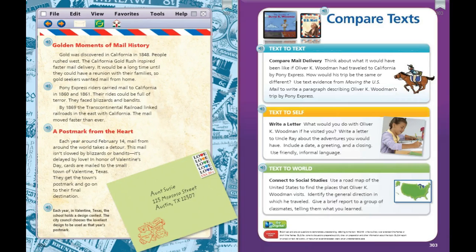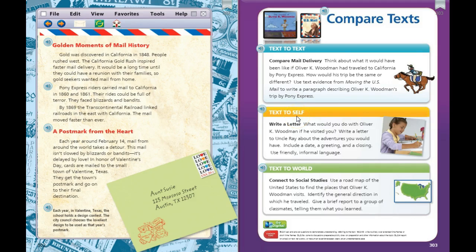Now that you've read this, we're going to look at page 303, and I want you to choose one of these connections to complete. We have text to text, text to self, and text to world. Text to text, you're going to think about what it would have been like if Oliver traveled to California by Pony Express, and then compare that.